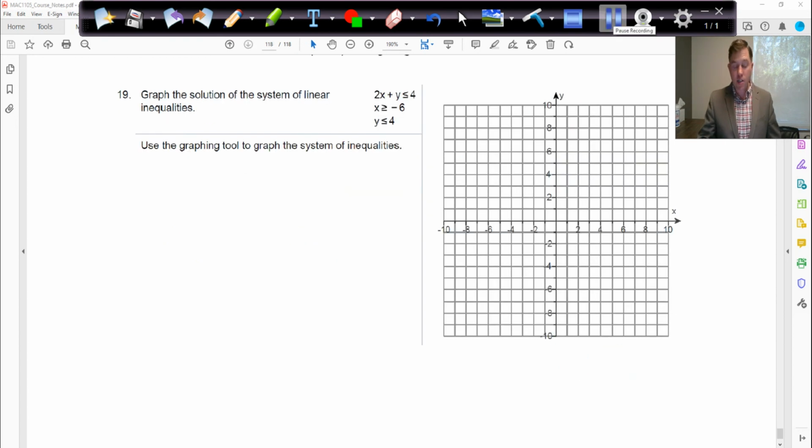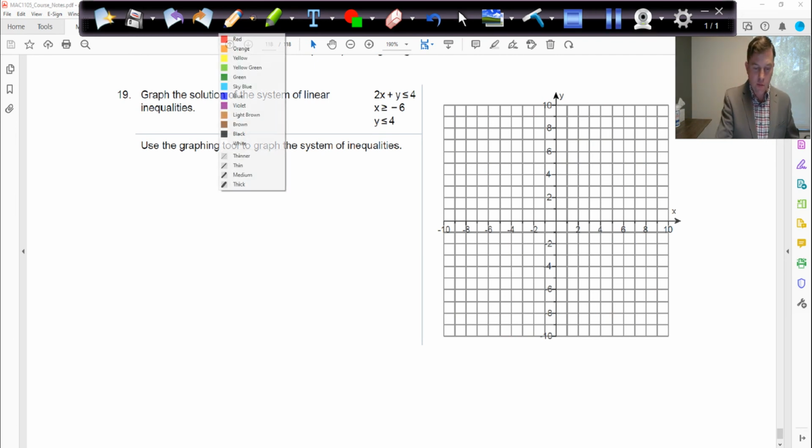Okay, then the last couple are going to be multiple lines, more than 2. So we'll do one with 3 and then one with 4. So let's number these, and then we will look at each.